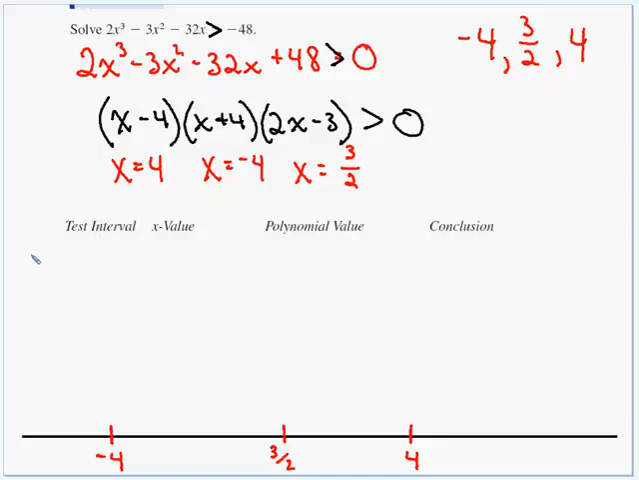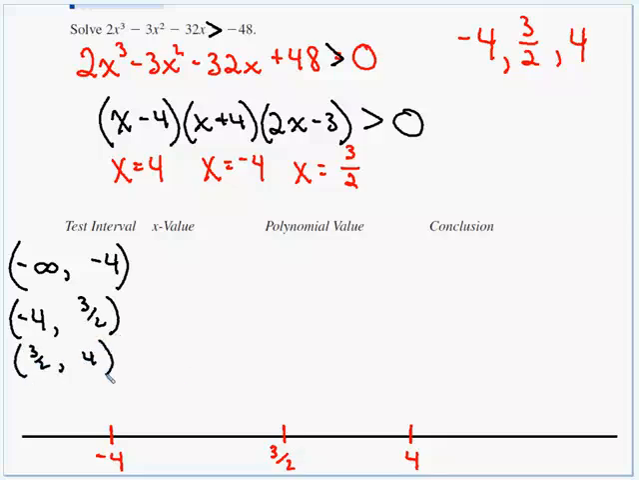So our first interval is going to go from, of course, negative infinity until we get to negative 4. And then from negative 4 to 3 halves. And then from 3 halves to positive 4. And then we'll finish up by going from 4 all the way to infinity. So there's our 4 test intervals. And we want to plug in a test value. Between negative infinity and negative 4 is a negative 5.